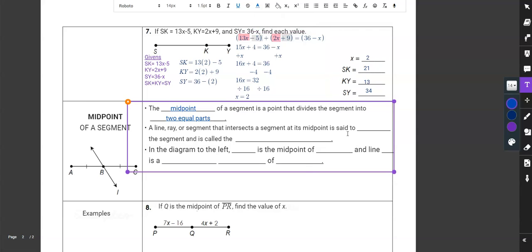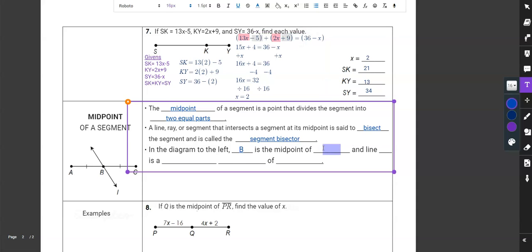A ray, line, or segment that intersects a segment at its midpoint is said to bisect that segment and is called the segment bisector. Now again, we did discuss these terms the other day, so hopefully you still have your notes. If not, mine are on Google Classroom as usual. In the diagram to the left over here, blank is the midpoint of blank. So where's one that is the midpoint? We have B. So here we go. B is going to be the midpoint of that segment.